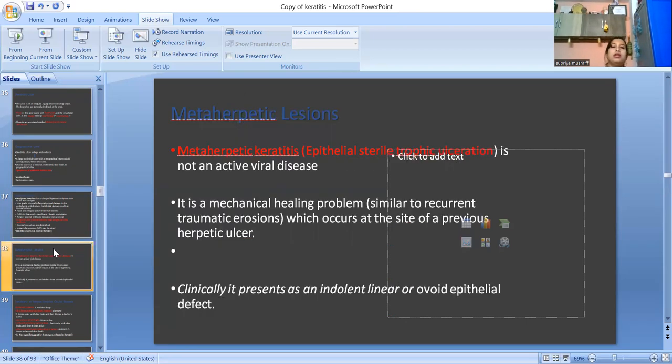Now the metaherpetic lesions. Metaherpetic keratitis, also known as epithelial steroid trophic ulceration, is not an active viral disease. It is a mechanical healing problem, similar to recurrent traumatic erosion, which occurs at the site of a previous herpetic ulcer. Clinically, it presents as an indolent linear or ovoid epithelial defect.